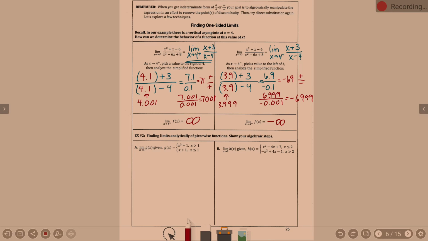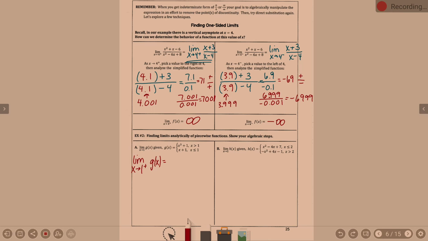And that's what we're going to look at here. So let's start with the limit as x approaches 1 from the right of g of x. That'd be your notation of how you write the limit as x approaches 1 from the right of g of x. What am I going to plug in to get that? You're going to plug the 1 into both equations. Oh, wait, I'm just doing from the right now. From the right.